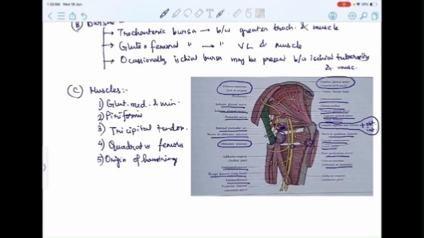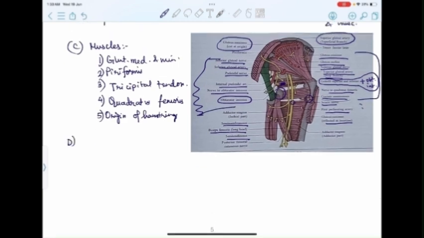Pudendal nerve, inferior gluteal artery. Remember all these things. Up to here, and some parts of this. You'll understand why I'm telling you. Now let's move on to the blood vessels and nerves.